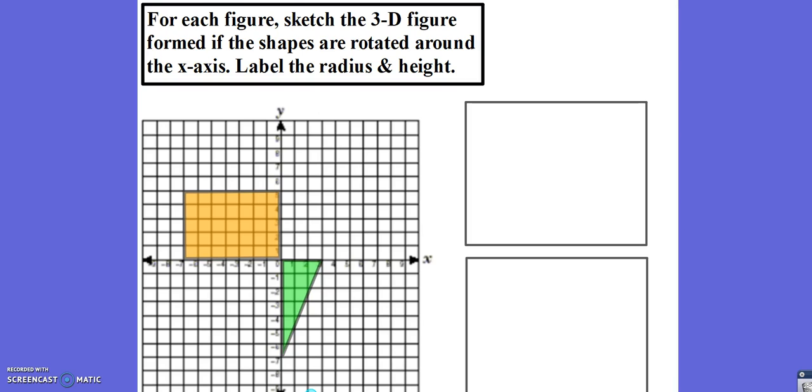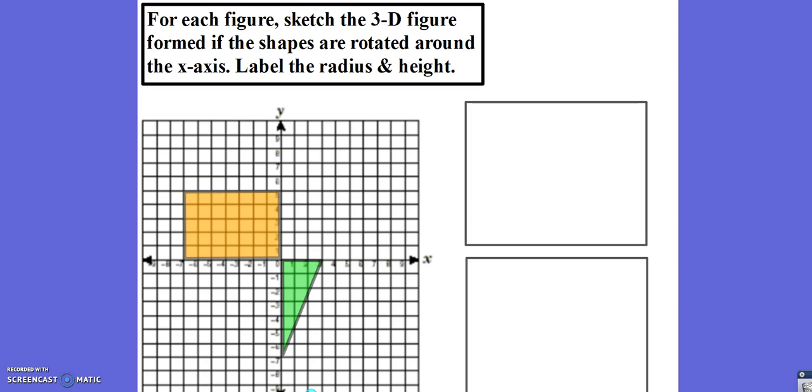Now we're going to look at rotating both a rectangle and a triangle about an axis and identify the dimensions and what object is created. Remember, if we rotate a triangle, we're always going to end up with a cone, and we want to label the radius and the height. And if we rotate a rectangle, we will always end up with a cylinder, and we want to identify the radius and the height. So before we rotate, we're going to rotate about the x-axis on both of these.